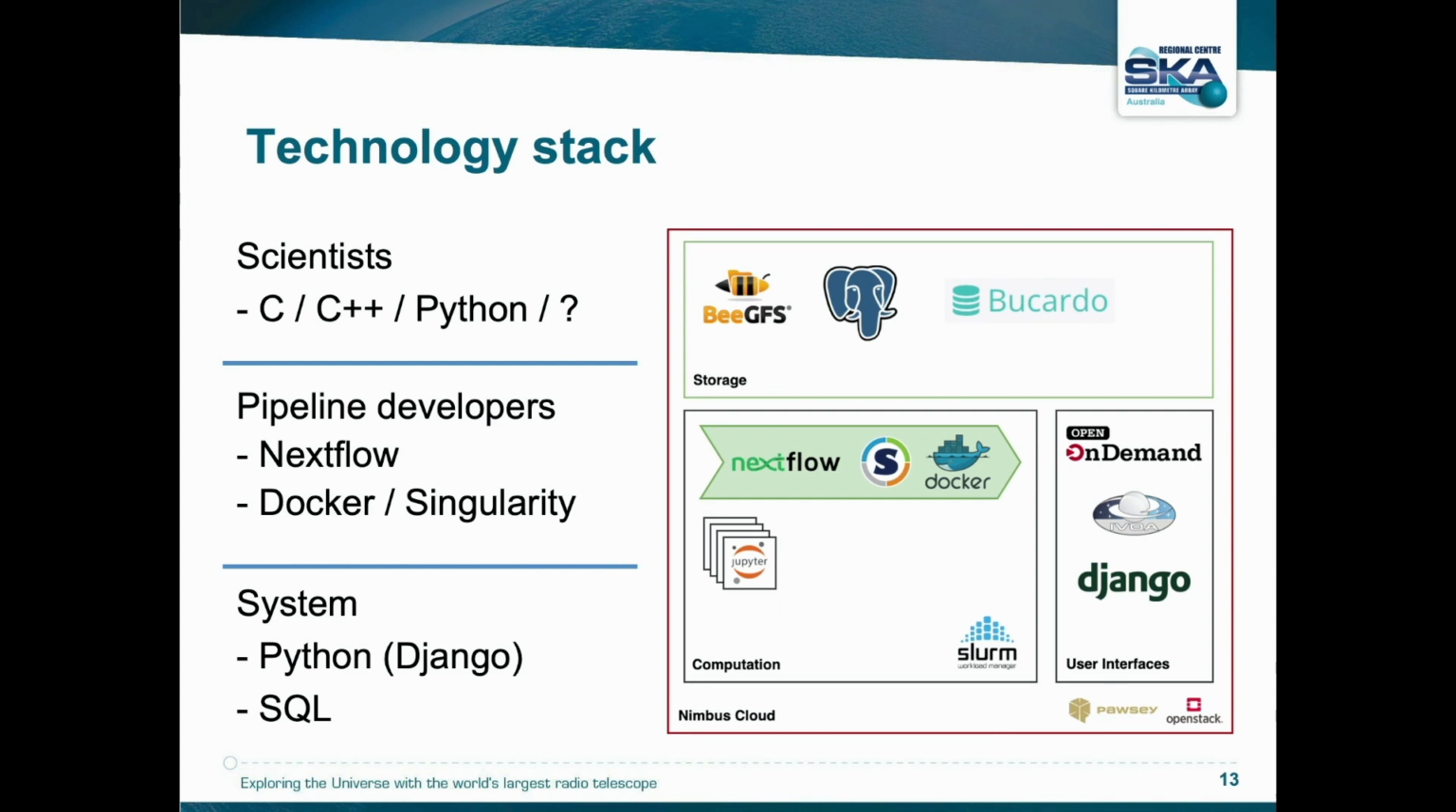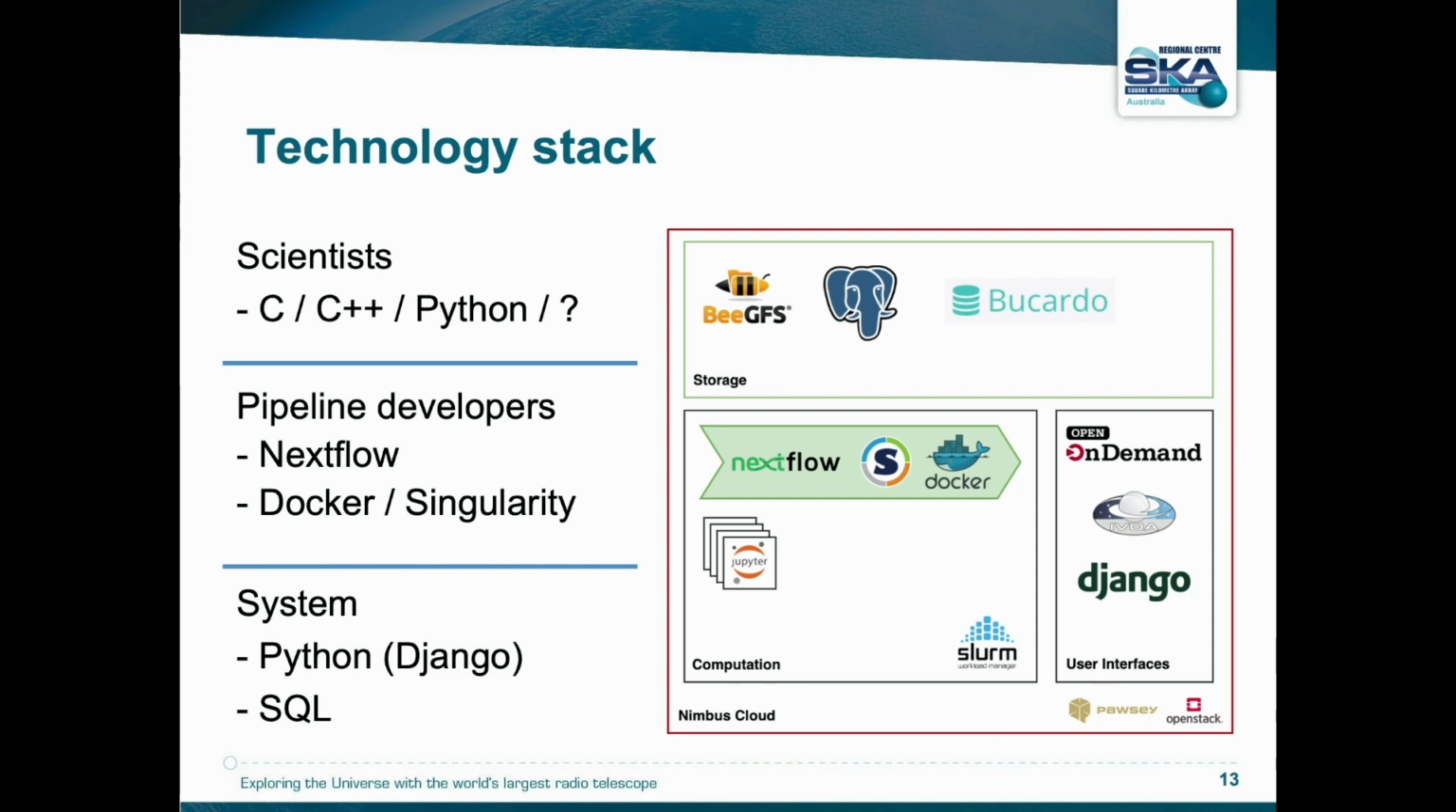We also have JupyterHub that allows for the manual interaction of data. We have a few interfaces, so Open OnDemand gives the users a graphical view into the system. We also have IVOA for access via popular tools in astronomy, and then Django for interacting with the database, which is a Postgres database, and we have Bucardo for replication.